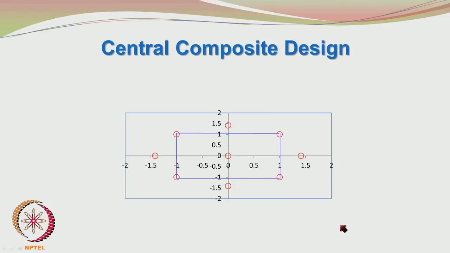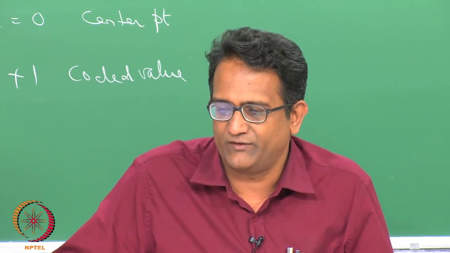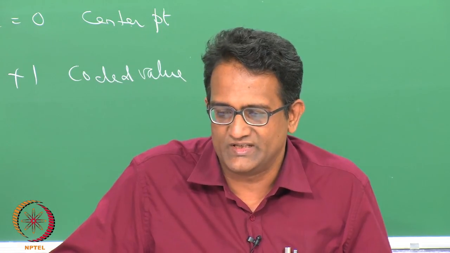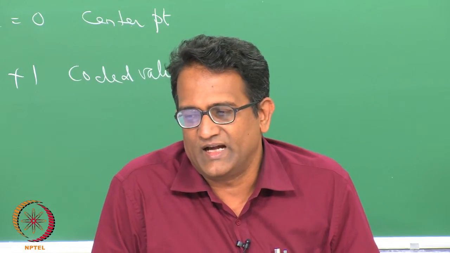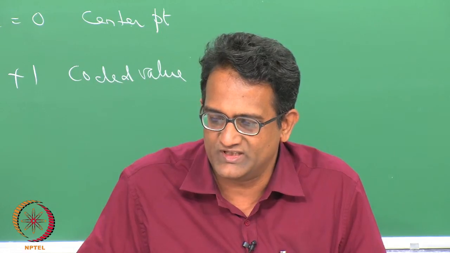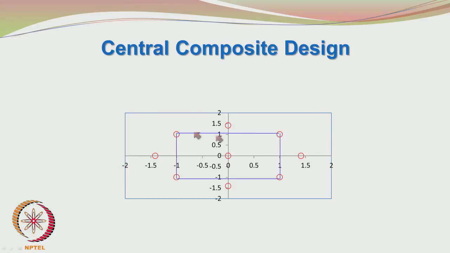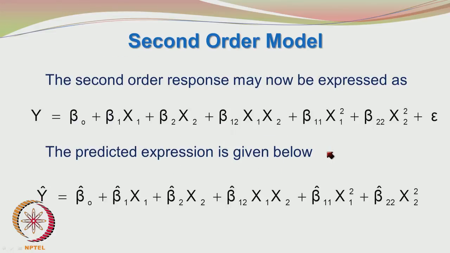So at this point, we can also show it graphically or in the form of a figure. You can see that these were the factorial points, and this represents the center points or the central points, and then these represent the axial points, and they are located at -1.414, +1.414, +1.414, and -1.414. So these are the axial points. So in addition to the factorial points and the center points, we have the axial points, and this represents the central composite design strategy. And what is the second order model we are testing with?